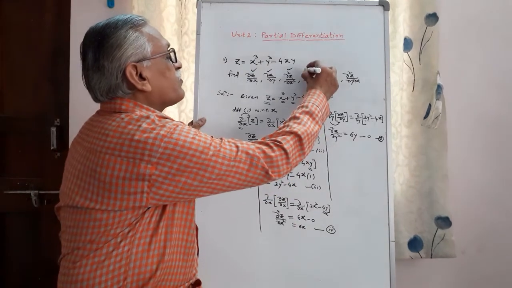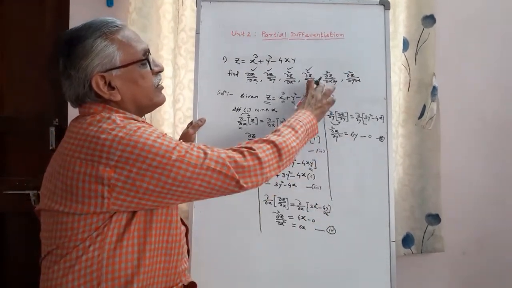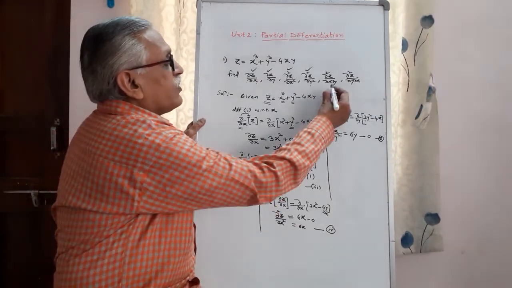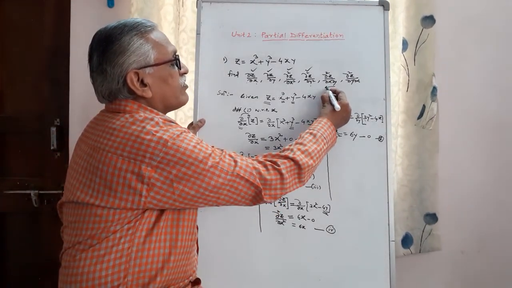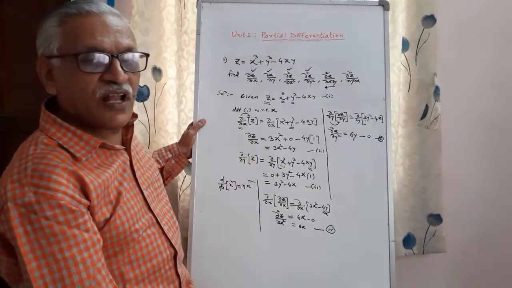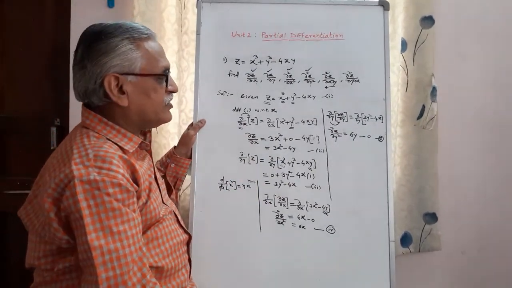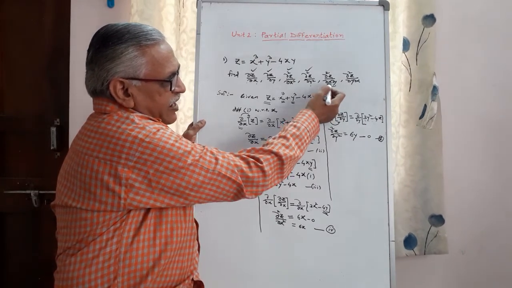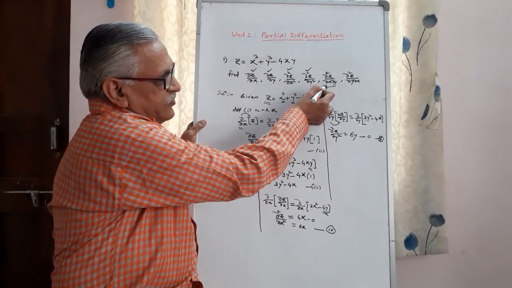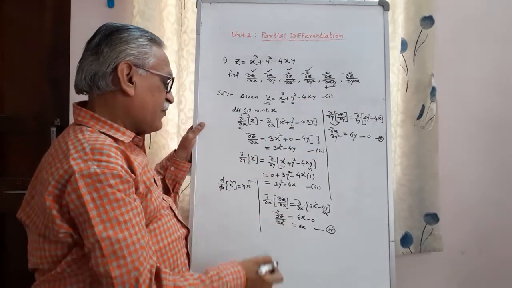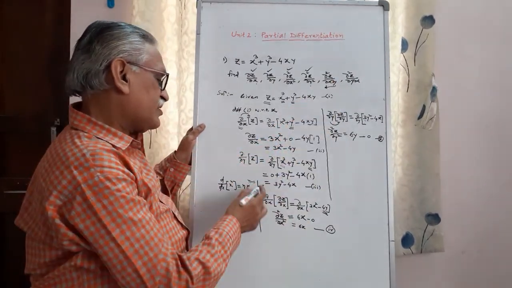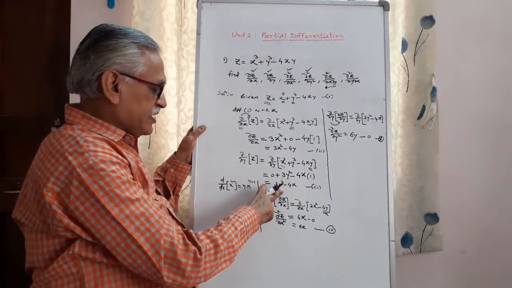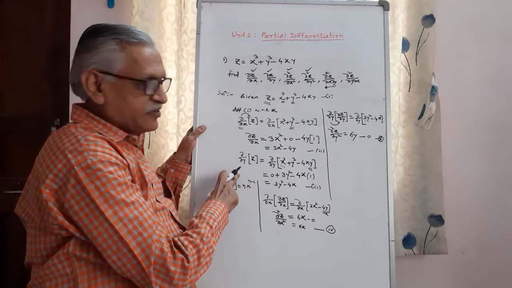Okay, we have obtained this. Then we require to find ∂²z/∂x∂y. We go from right to left to decide the order. What it means? We have to differentiate first with respect to y, and then whatever the result, we have to differentiate it with respect to x. Therefore, to obtain this, I will differentiate result number 3 with respect to x.